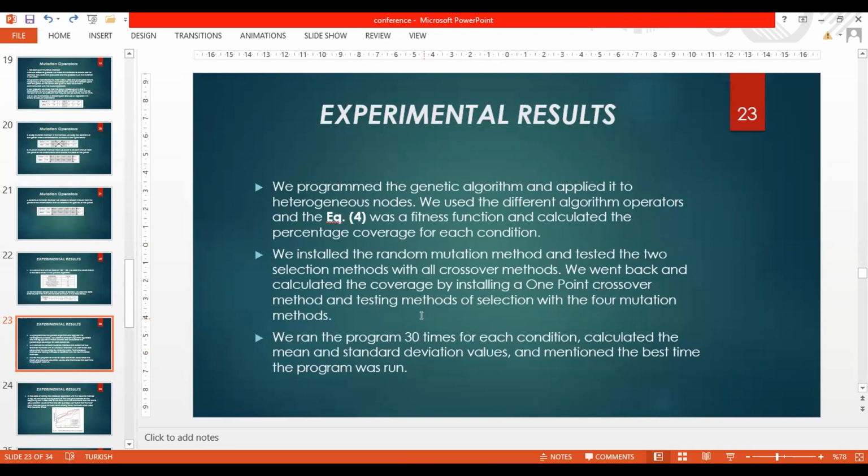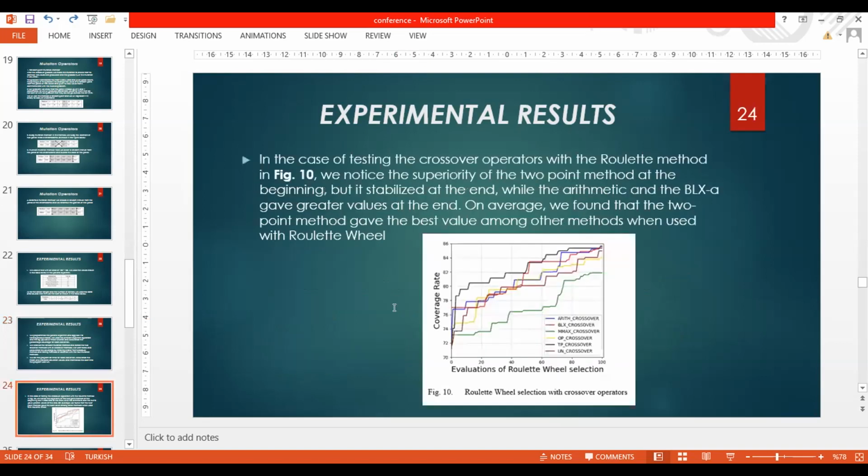We installed the random mutation method and tested it with the 2 selection methods and all crossover methods. We then calculated the coverage by installing the 1-point crossover method and testing the selection methods with the 4 mutation methods. Then we ran the program 30 times for each condition, calculated the mean and standard deviation values, and recorded the best time the program was run.